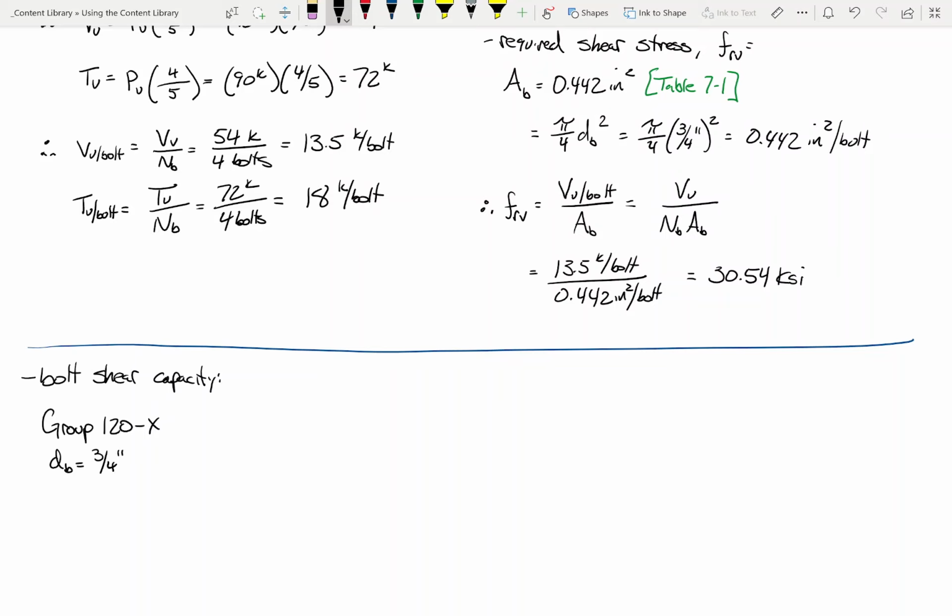Are we in single or double? Single shear. So, based on this, what is my phi RN? 2.5. Do I have a second on that? Second. Okay, and that comes from Table 7.1.